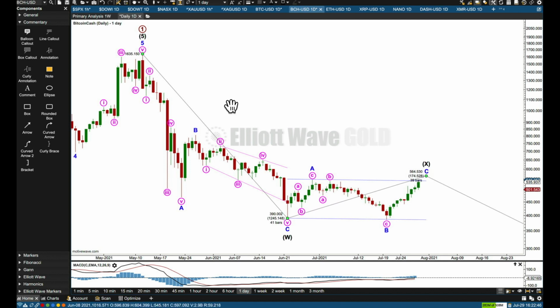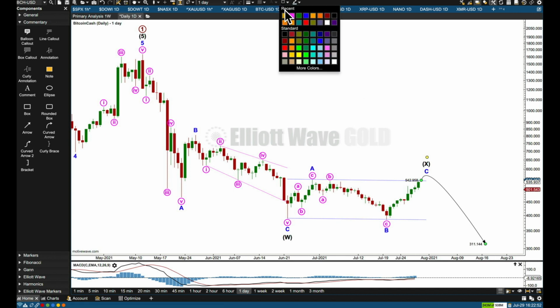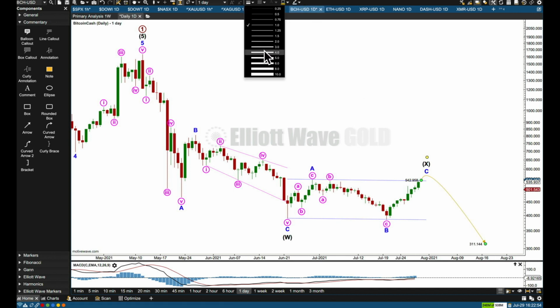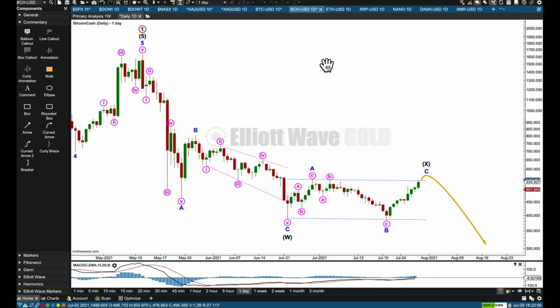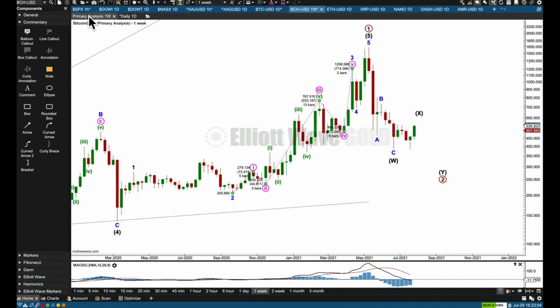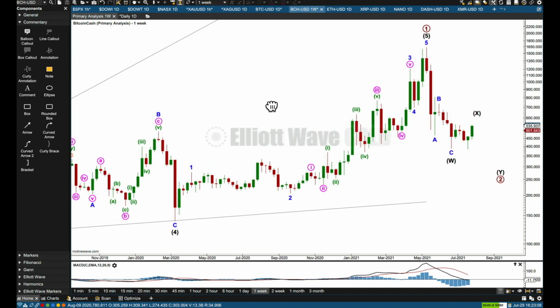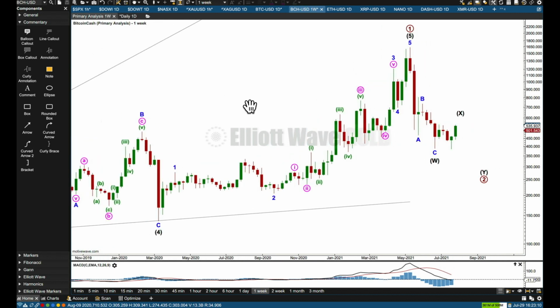Okay, so for this one, maybe just a little bit more upward movement for C to move beyond the end of A to complete the flat for X. And then that should be it, if I've got that right. I think that looks okay. So I don't think primary 2, I don't think this pullback is done for Bitcoin Cash. And when it's done though, we should see a third wave up.